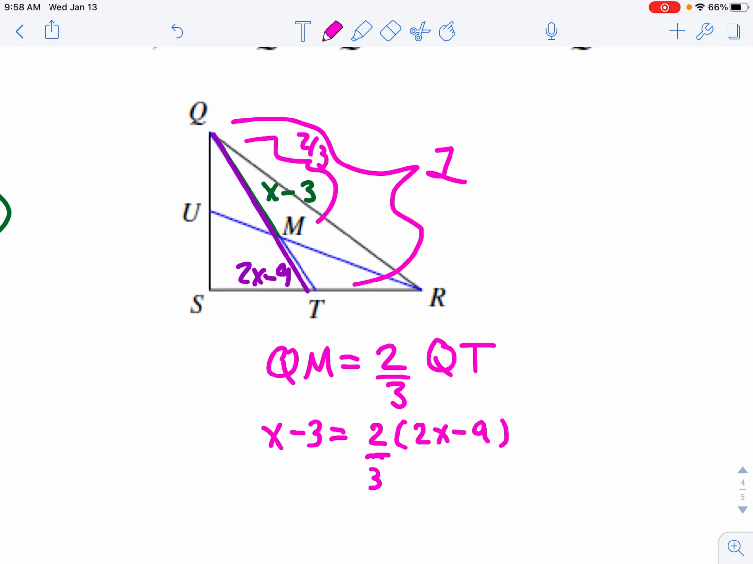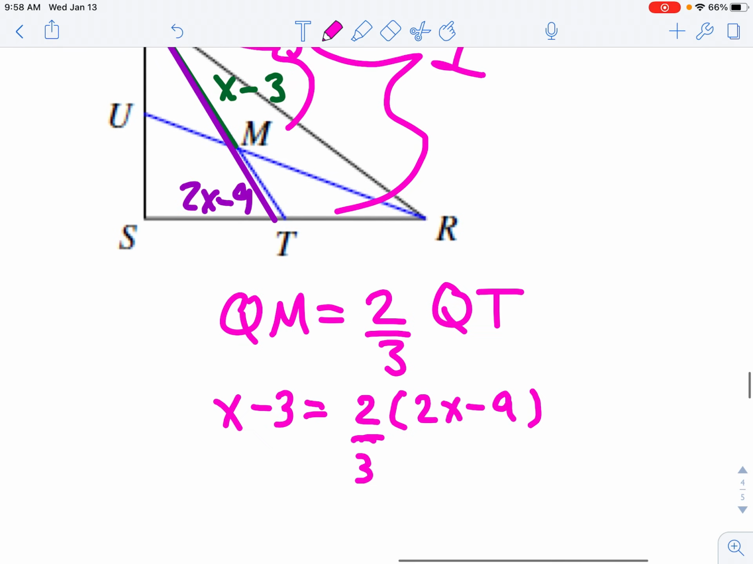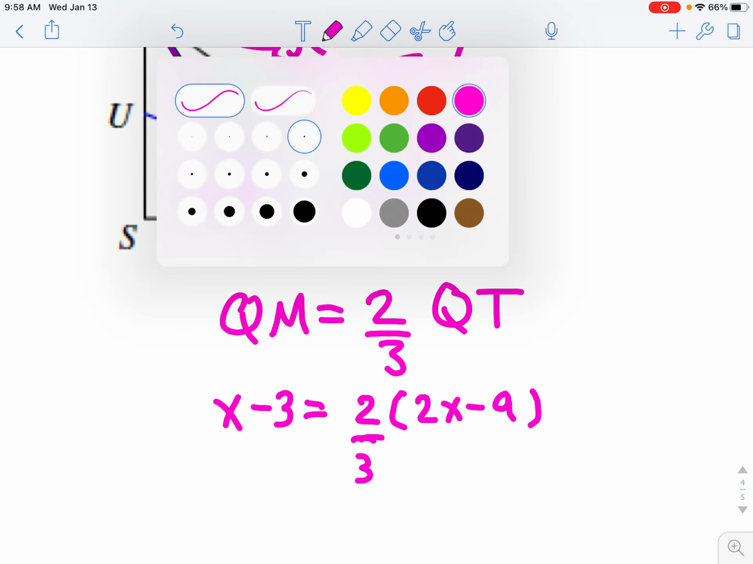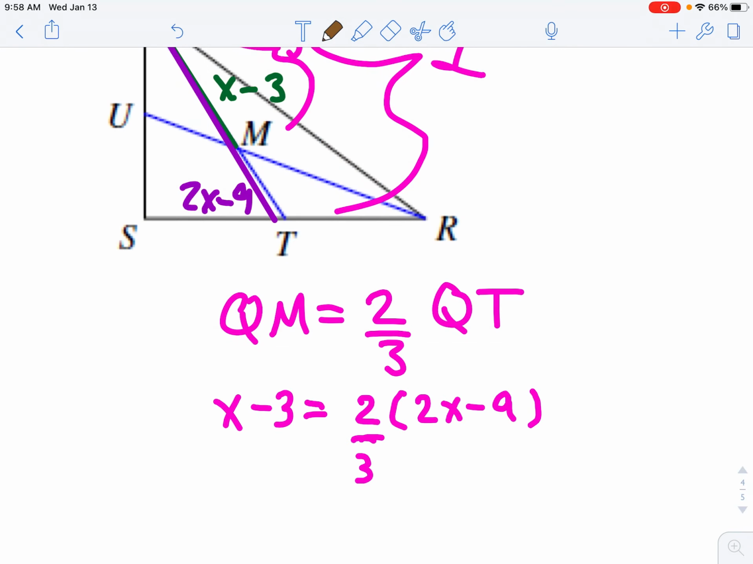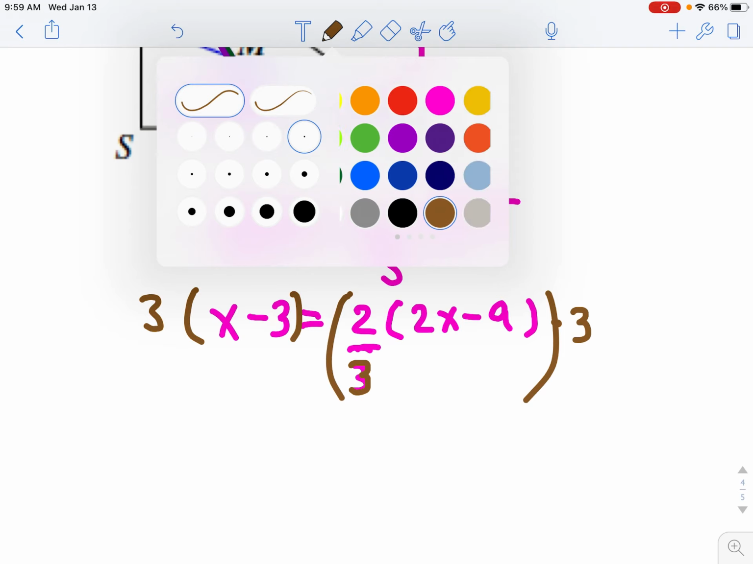All right. So this right here is a little bit goofy. We don't spend too much time doing stuff like this in geometry. This is more algebra stuff. But we have this divided by 3 right here. Let's get rid of that first by multiplying this whole right side by 3, and then this whole left side by 3.